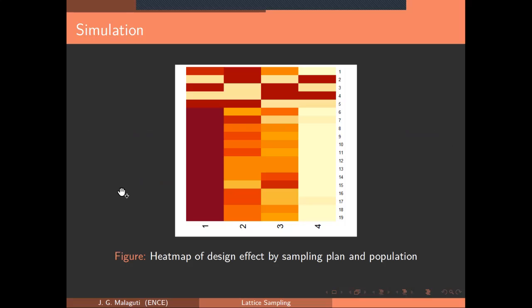Plotting these results in a heat map and controlling by population, we can see that apart from populations 2 and 4, which are highly periodical, the lattice sampling with systematic sampling for both rows and columns had the lighter colors and therefore the lowest values, and therefore the highest precisions, though the sampling plans with combined selection also perform better than the baseline plan for most populations.